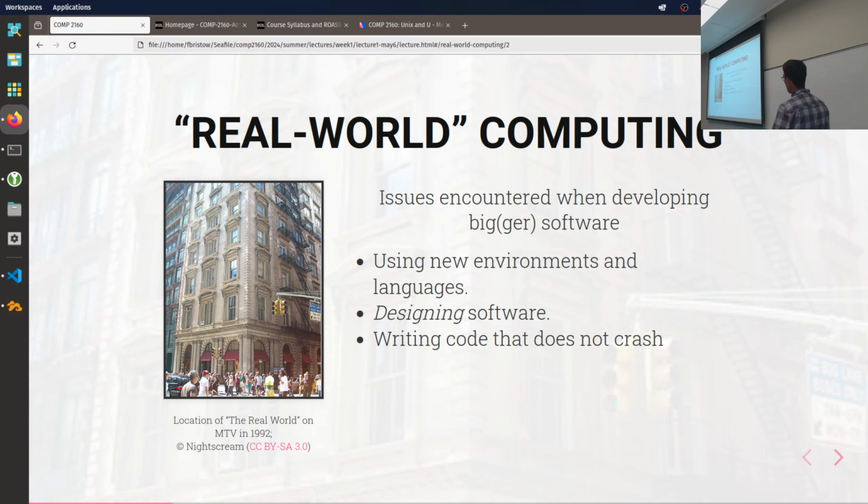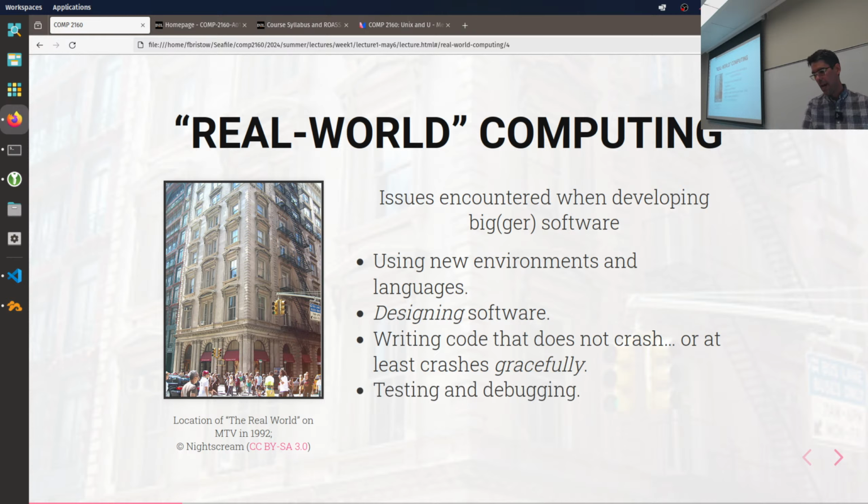We're going to be spending time thinking about how to write code that does not crash, or at least if it does crash, at least it crashes gracefully. It explains why it has crashed so that the person that's looking at the software, the actual human that's sitting there, can try and possibly recover from the error that has happened.